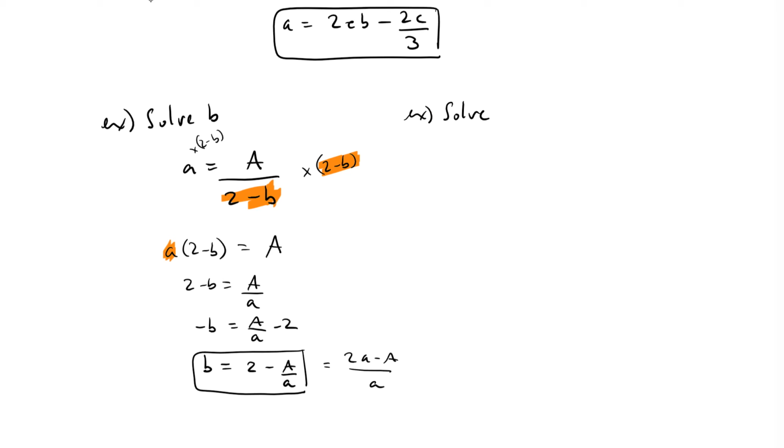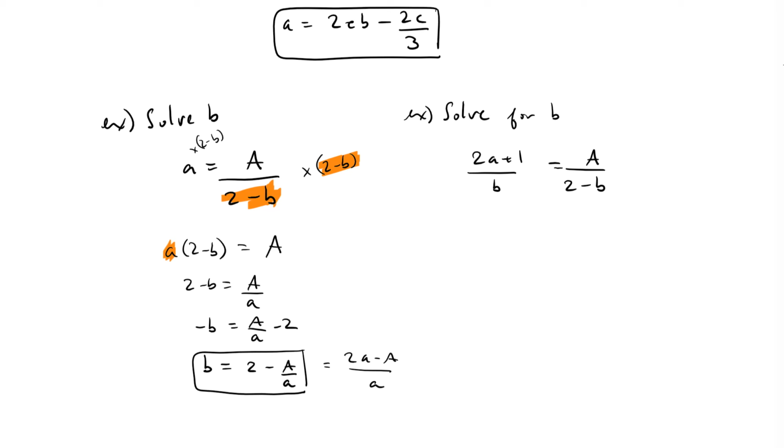Okay, and we're going to solve another one. This is our final example. Solve for b again. And this time it's 2a plus 1 over b is equal to a over 2 minus b. And how can we do this? I'm going to go step by step here.